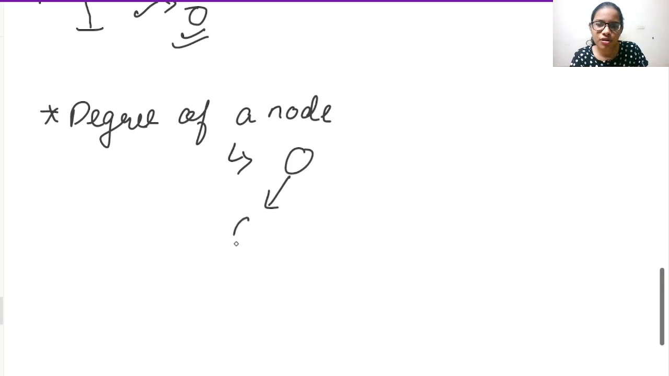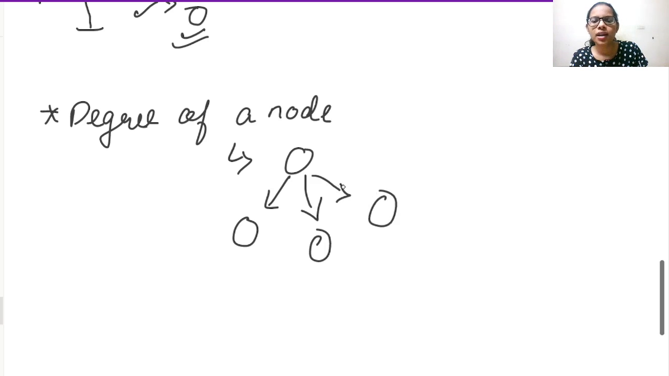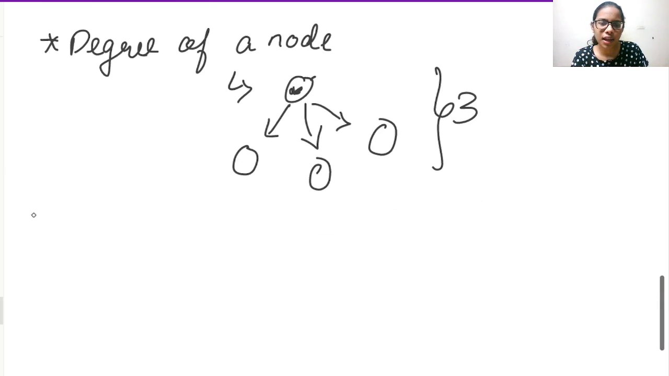Suppose this is a node. So here the degree is equal to 3. Degree of this particular node, we are taking this node under consideration. So degree of this node will be equal to 3. And the degree of tree.